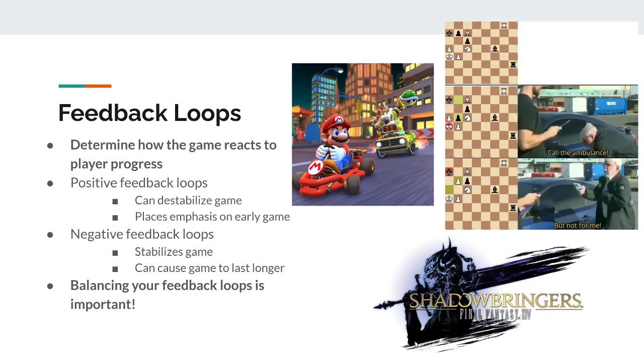Now on to feedback loops. So feedback loops determine how the game reacts to player progress. And there are two main types of feedback loops: positive feedback loops and negative feedback loops. So for positive feedback loops, essentially this is if you do well in a game, then you get rewarded. If you do poorly, then you get punished. You can see this most often in RPGs.